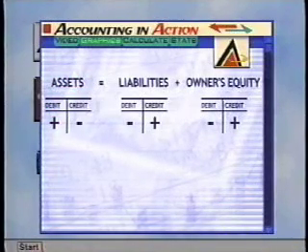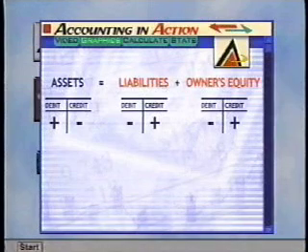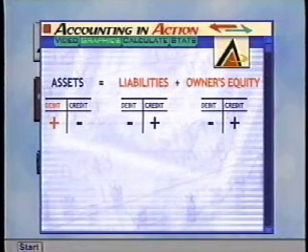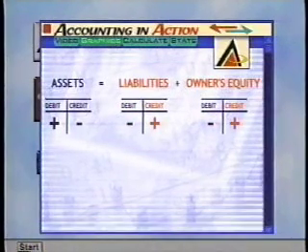So, on the right side of the equation, you have liabilities and owner's equity. Would debits increase or decrease them? Let's see. Debits increase assets, so they decrease the other side of the equation. And to increase that side? Well, credits. Credits would increase them.